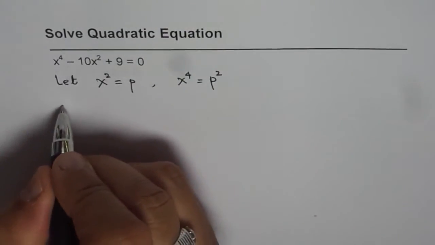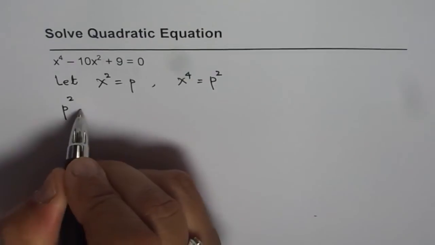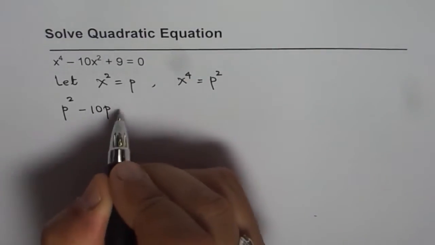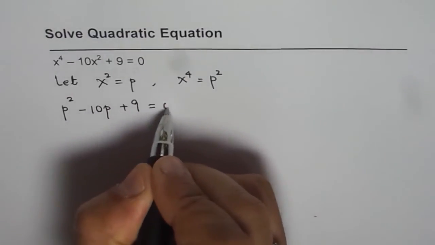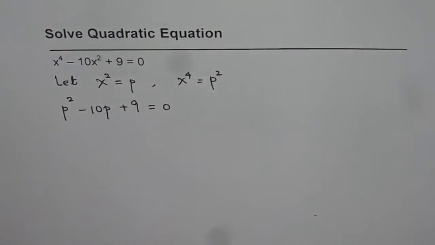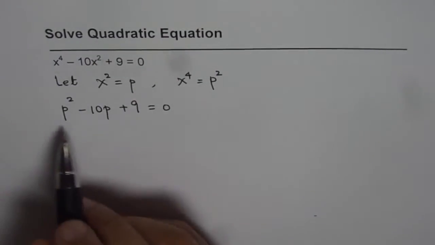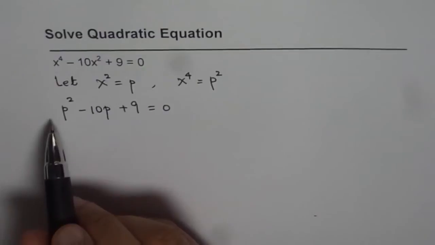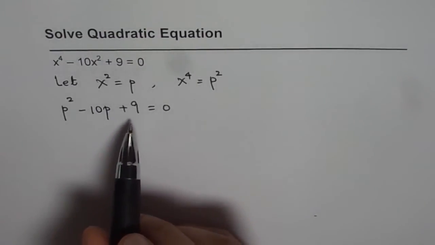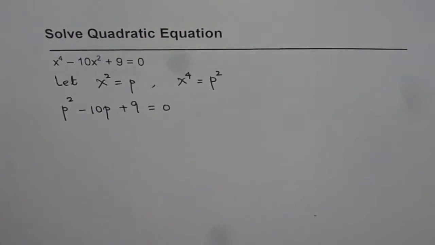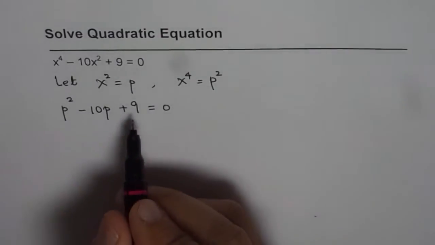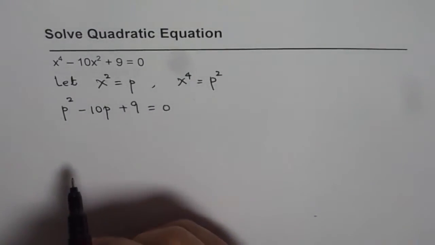Then what do we get? We get p squared minus 10p plus 9 equals 0. Now that's a quadratic equation. Now we can factor this. Here the coefficient of p is 1, and so if we can get two numbers whose product is 9 and whose sum is minus 10, then we can factor also, right?